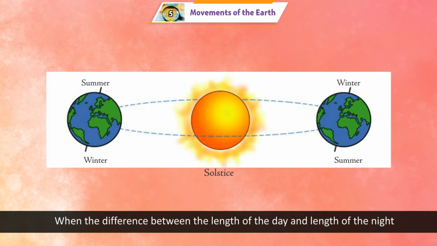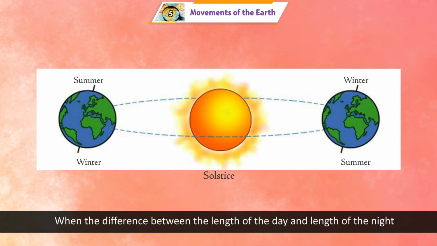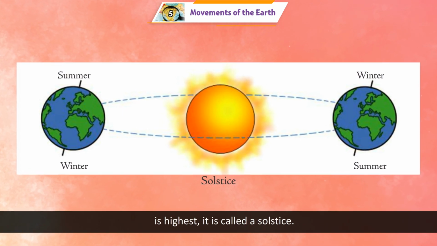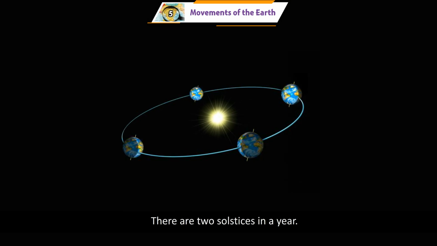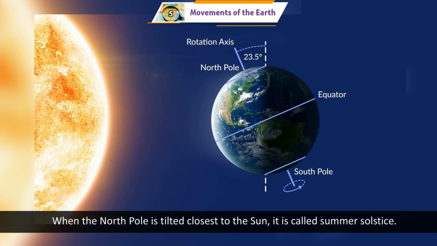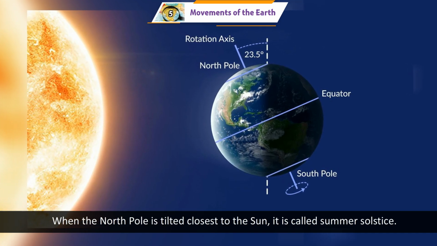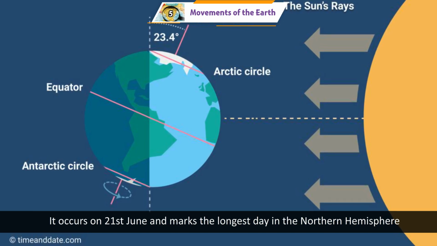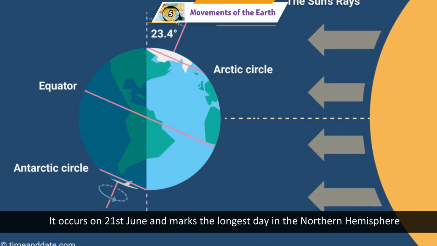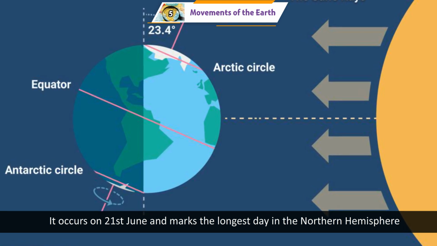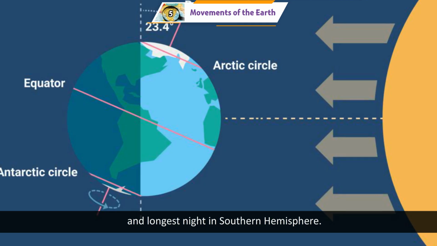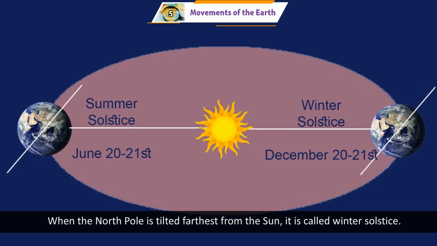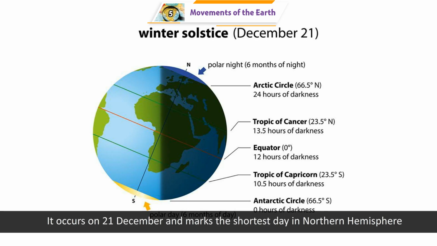Solstice. When the difference between the length of the day and length of the night is highest, it is called a solstice. There are 2 solstices in a year. When the North Pole is tilted closest to the sun, it is called summer solstice. It occurs on the 21st of June and marks the longest day in the northern hemisphere and longest night in the southern hemisphere. When the North Pole is tilted farthest from the sun, it is called winter solstice.